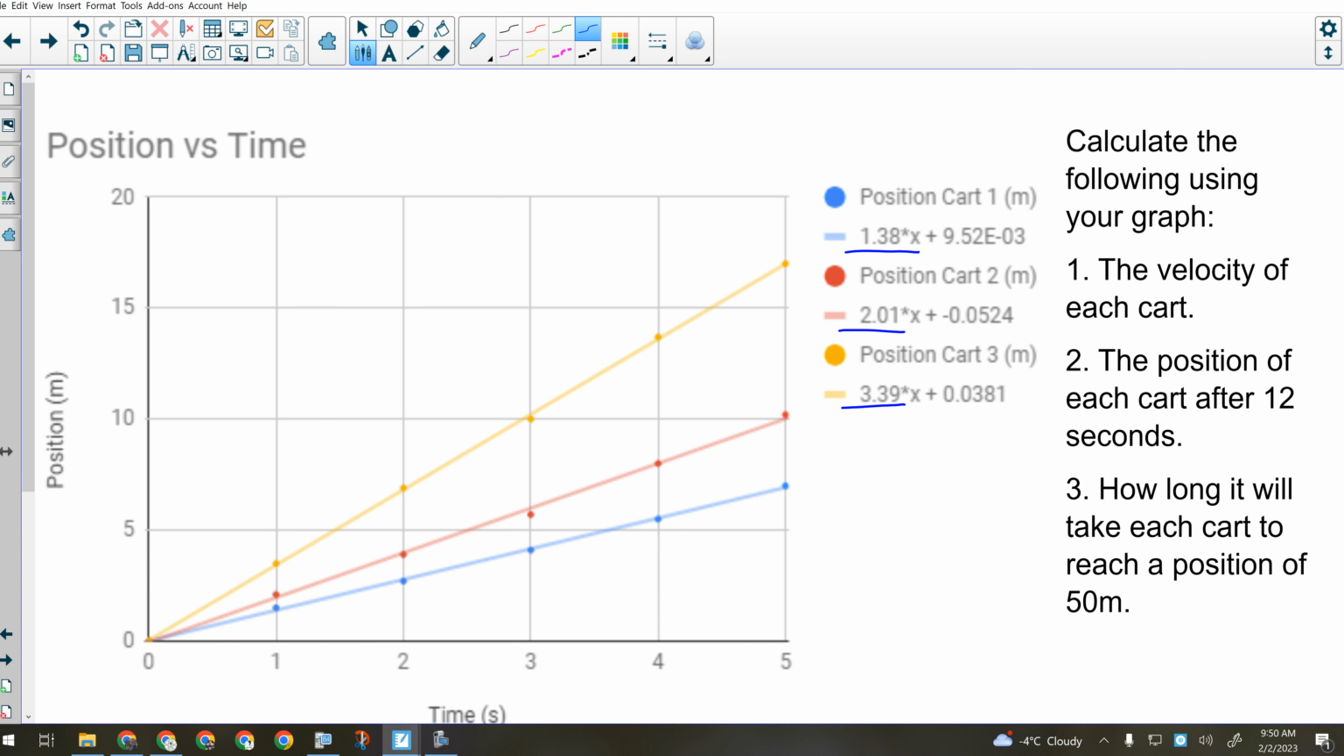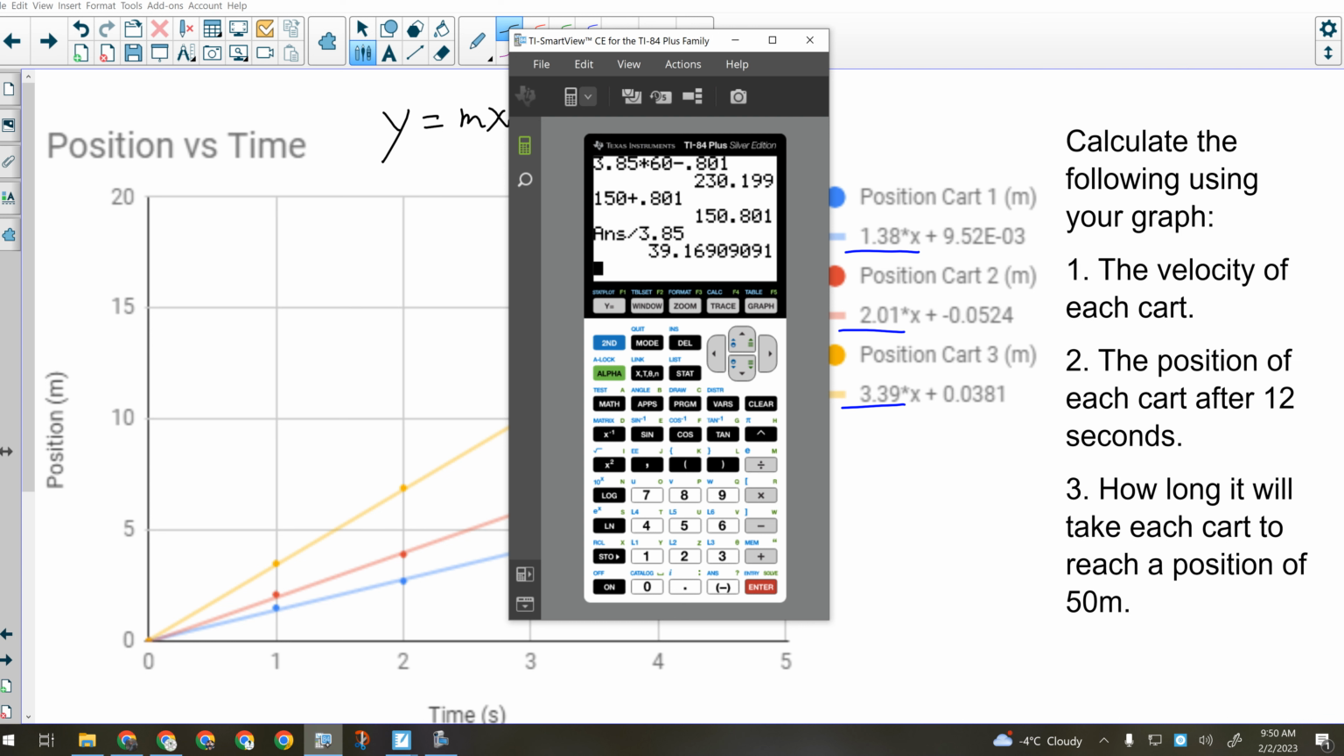Now, for question number 2, it's the same calculation, just with different numbers for each cart. We're looking for the position of the cart after 12 seconds. So that's going to mean y equals m times x plus b, just putting in the appropriate numbers for each cart. So for cart number 1, that's going to be 1.38 times 12 plus 0.00952. That's 9.52 times 10 to the minus 3. So we should get 16.6 meters, and that would be positive, because it's on that side of the graph.